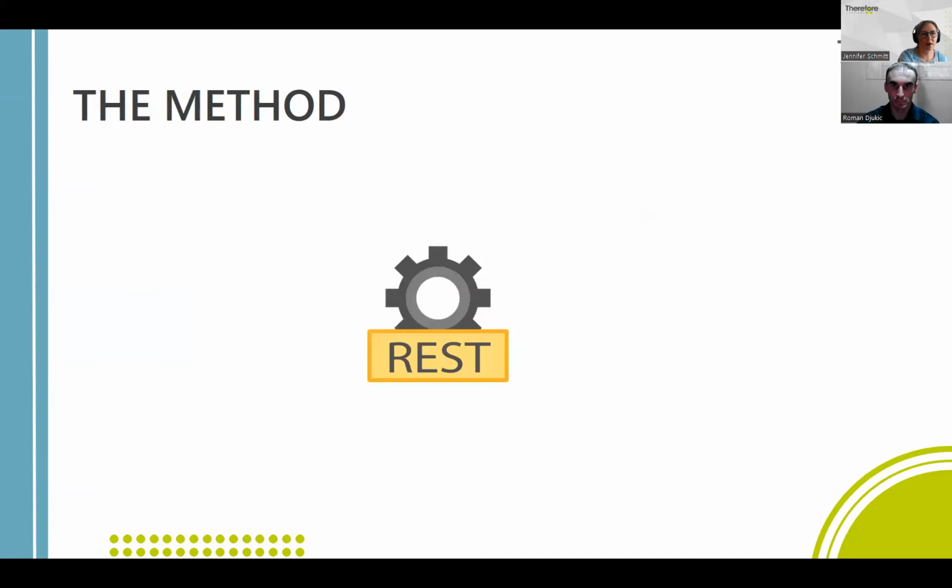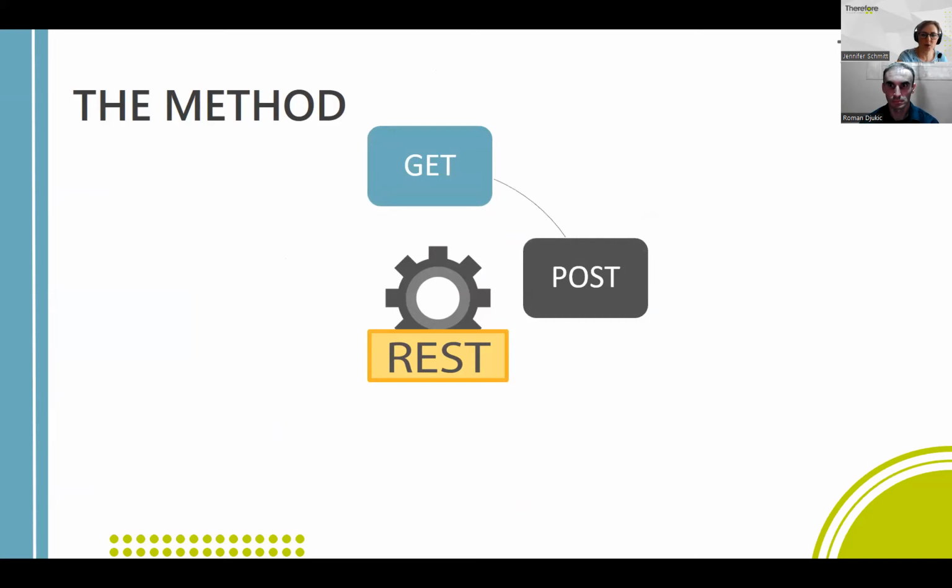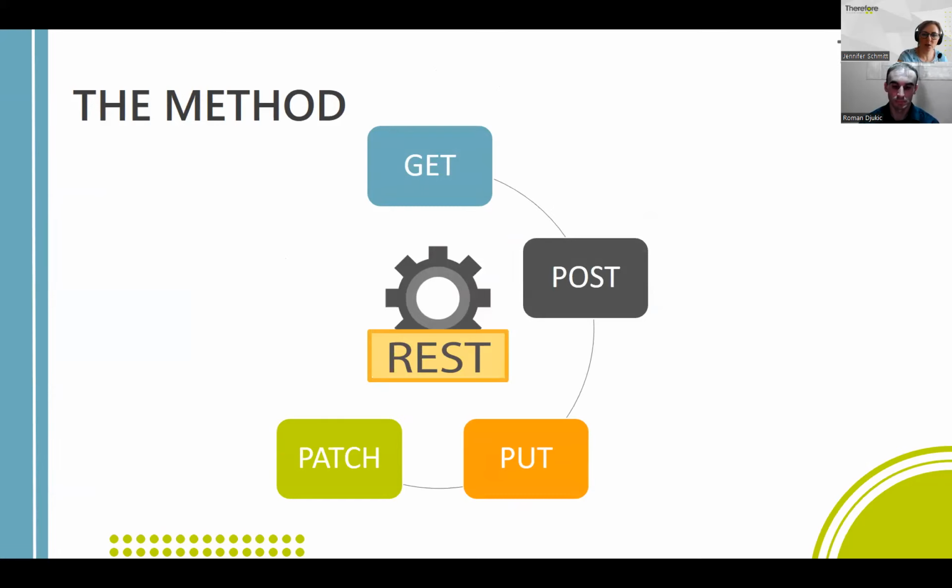There are 5 different methods that are supported with REST from Therefore. GET, which will get a resource from a server, which is like a read function. POST, which creates a new resource on a server, like a create function. PUT and PATCH, which update the information on the server, and then DELETE, which will delete the resource from a server.